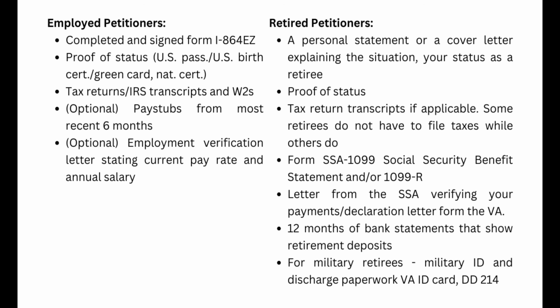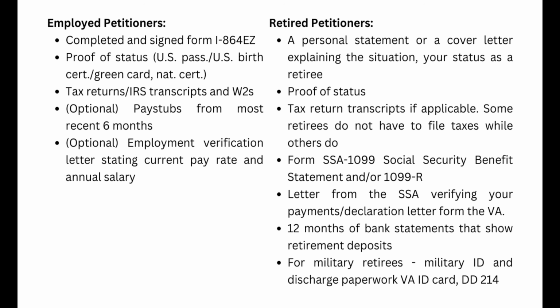You also should provide copies of all W-2s related to every tax return that you are submitting. Don't make the mistake of only sending the W-2s because that will result in an RFE. Additional evidence for this form is optional, but it is highly recommended, and that is to provide an employment verification letter from your employer. Another supporting document that is not required but is highly recommended is pay stubs from the past 6 months.